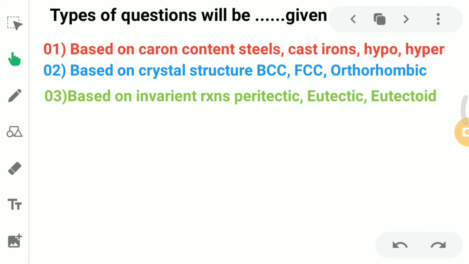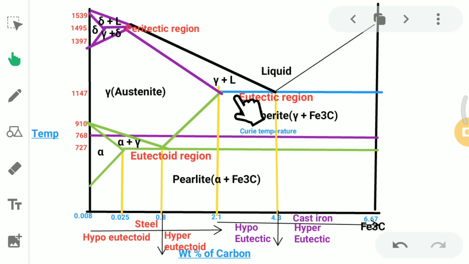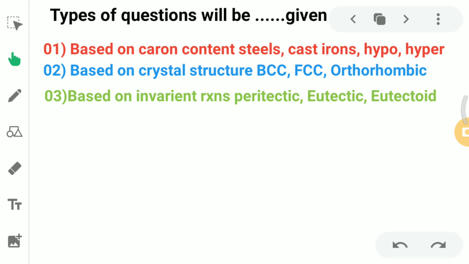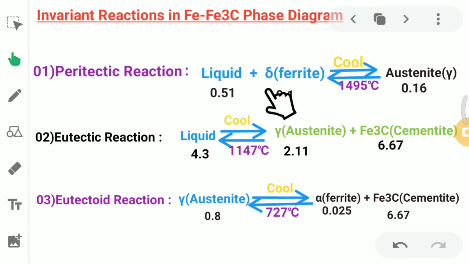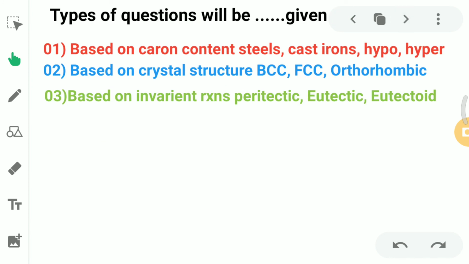And based on invariant reactions, friends, whether the reaction is eutectic or peritectic or eutectoid. Whether this reaction is a eutectoid reaction, what is the reaction? Austenite will be converted into pearlite plus cementite. We have written these equations, friends, in the previous slide. This is the peritectic reaction. If we cool liquid plus delta, we will get austenite. If we heat this austenite, we will get liquid plus delta. Like this, the questions will be asked in the competitive exams.